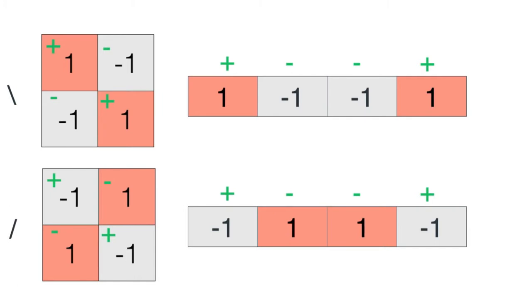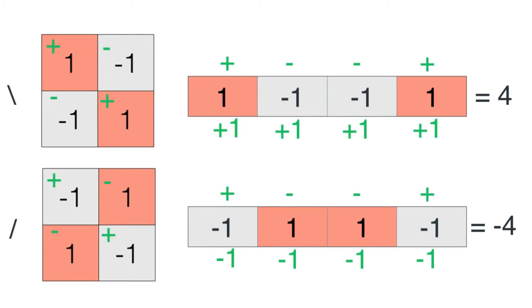Okay, so let's evaluate the first strip. We have plus 1, then minus times minus is plus 1, minus times minus is plus 1, plus times plus is plus 1. So we have the result equal to 4. For the second strip, we have plus times minus is minus 1, minus times plus is minus 1, and plus times minus is minus 1. Sorry for the wrong interpretation.